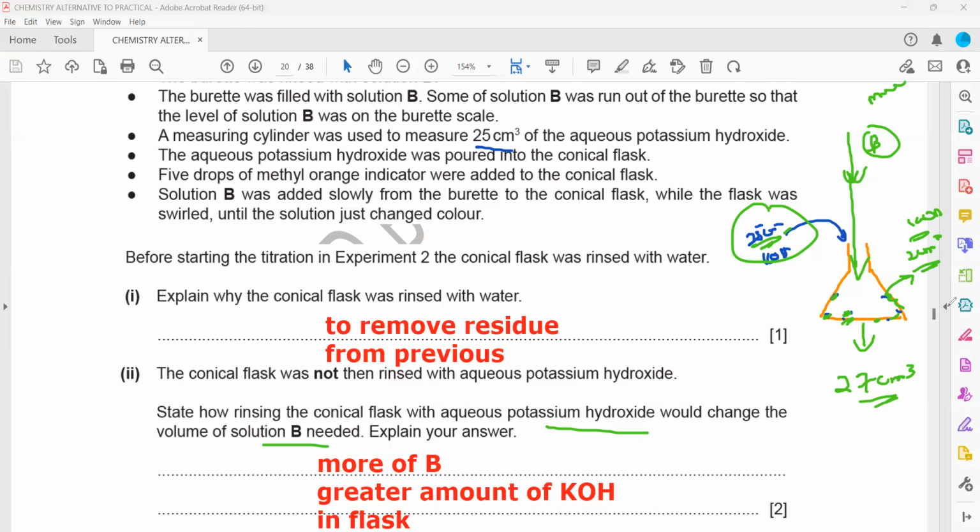Here, why did the concentration increase? Because we are not adding water, we are adding potassium hydroxide. So the more potassium hydroxide there is, the more particles of potassium hydroxide in the flask now, and we add 25 cm cube. That's why the concentration increased. The concentration is changing because we are adding the potassium hydroxide. After rinsing with potassium hydroxide, there is already some potassium hydroxide in the flask, and you fill it with a further 25 cm3. So 27 cm3 will have more particles of potassium hydroxide.